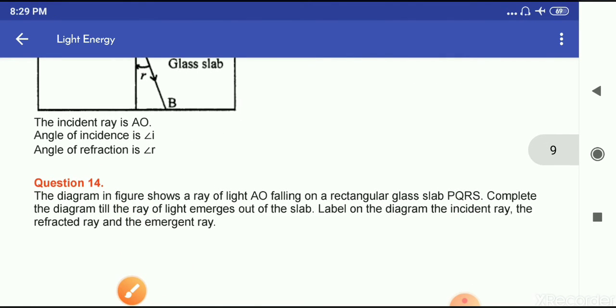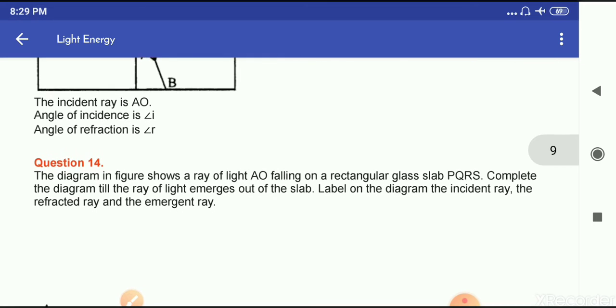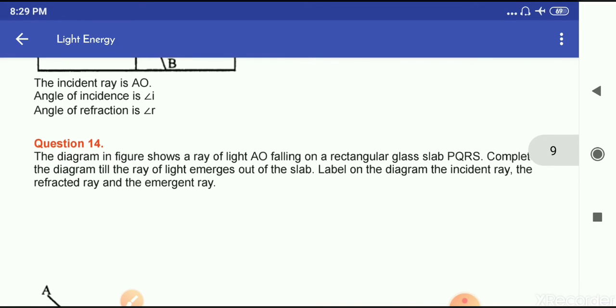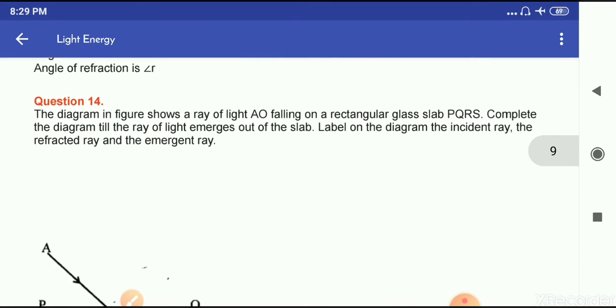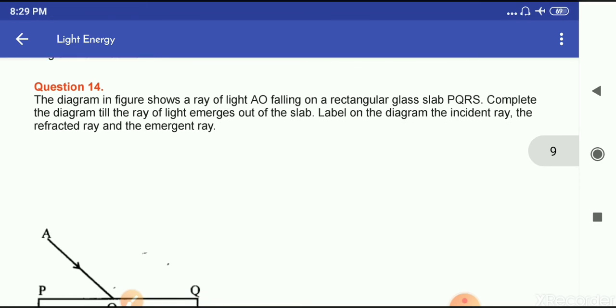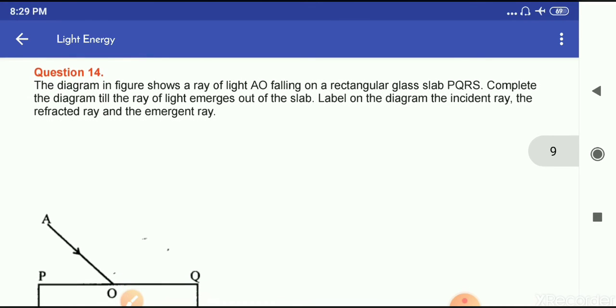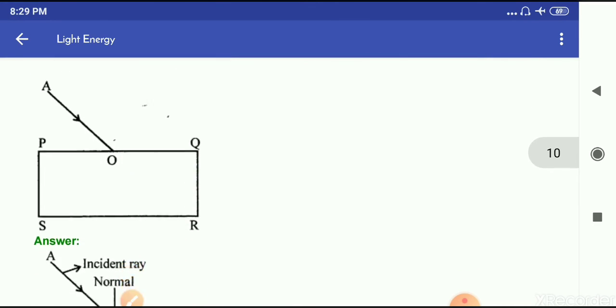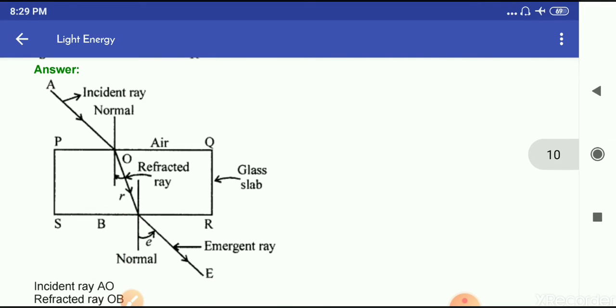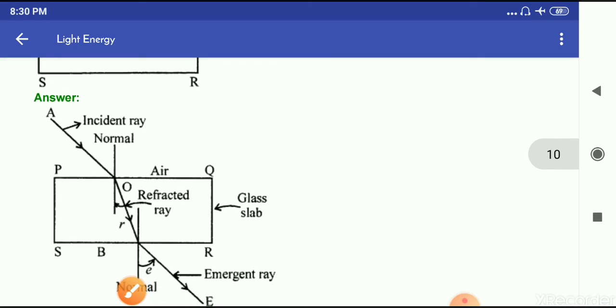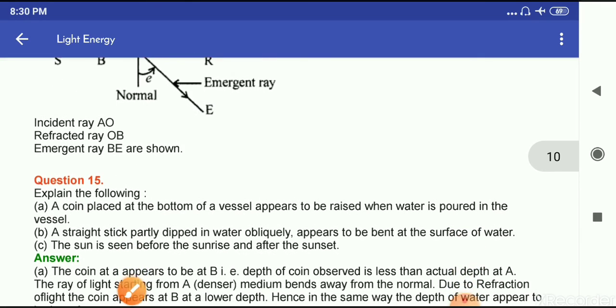The diagram in the figure shows a ray of light AO falling on a rectangular glass slab PQRS. Complete the diagram till the ray of light emerges out of the slab. Label on the diagram the incident ray, the refracted ray and the emergent ray. This is your diagram for this question. You have to complete this in your notebook. Question number 15. Explain the following.